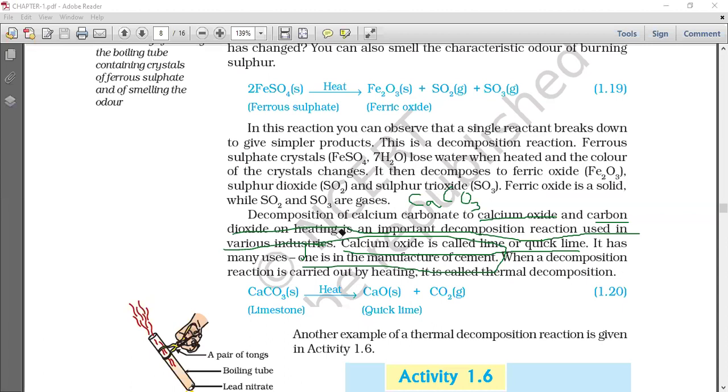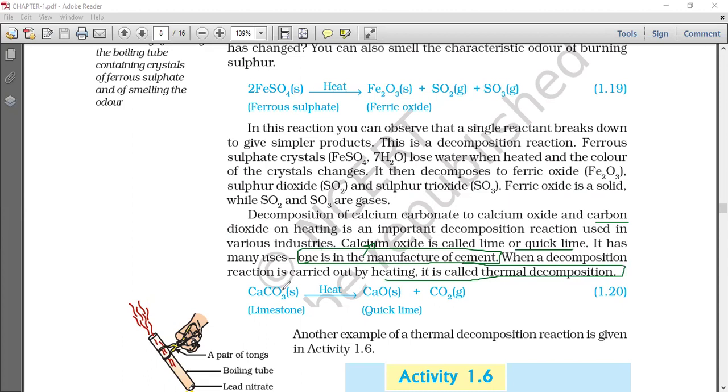That is the reason why I am explaining each and every line, because in the CBSE board exam, a question can be framed from any sentence, any paragraph. So calcium oxide, quicklime, where do we use it? Many uses. One of the uses is manufacturing cement. When a decomposition reaction is carried out by heating, it is called thermal decomposition. So what is happening when it is carried out by heating? It is dividing, and it is taking in heat energy. That is why it is called thermal decomposition.